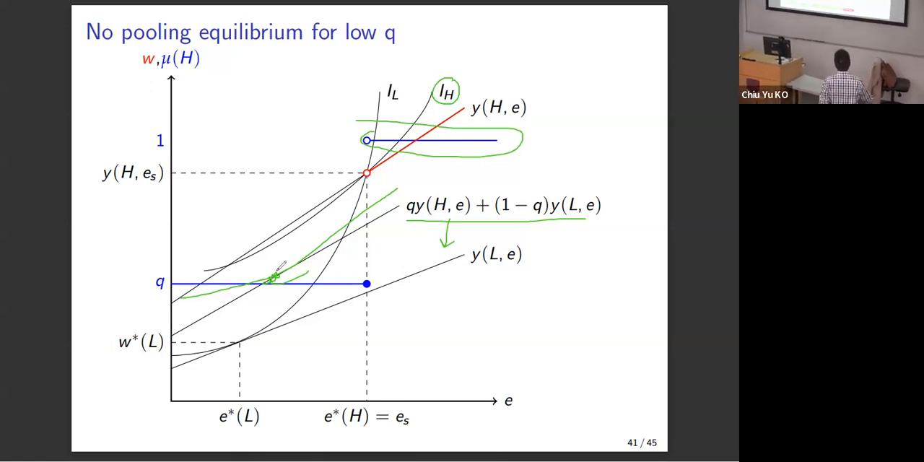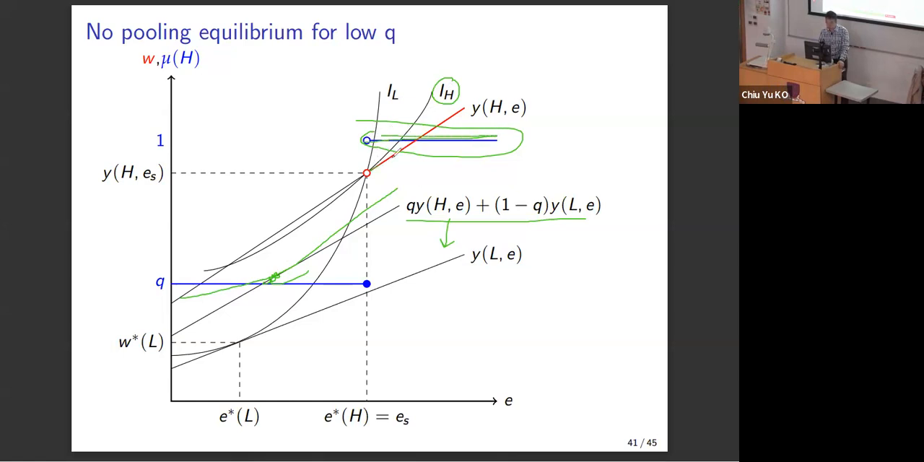Okay, so the idea is the following. Because we have Q1 must be here, right? So the payoff is somewhere here if you choose education like this. But choosing when Q is low, the indifference curve of the high type is like here. Okay, he will deviate, because when he deviates, he gets this. This is the wage. He will choose this instead of here. Okay, put it this way.